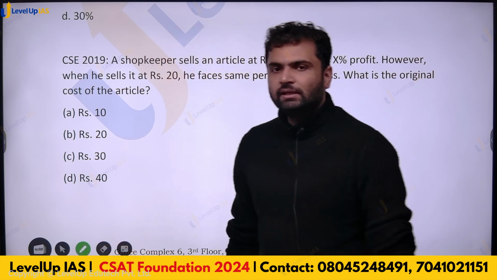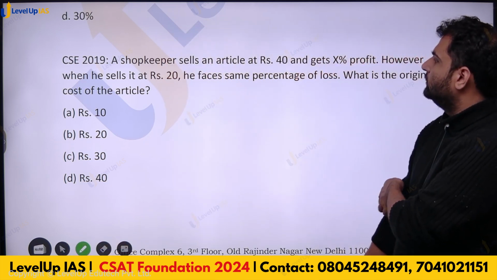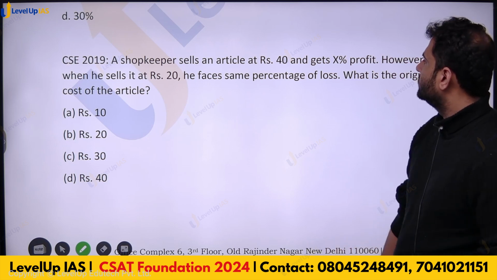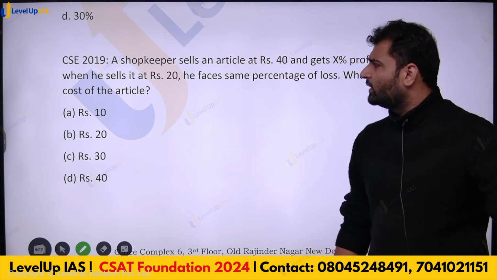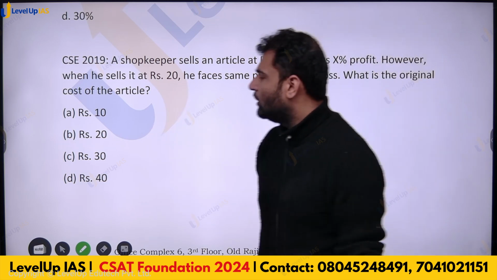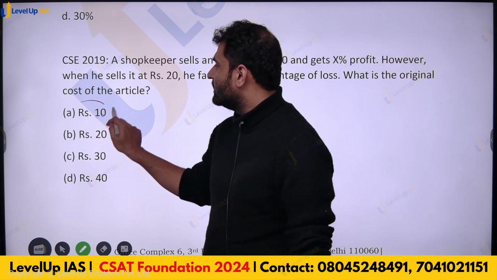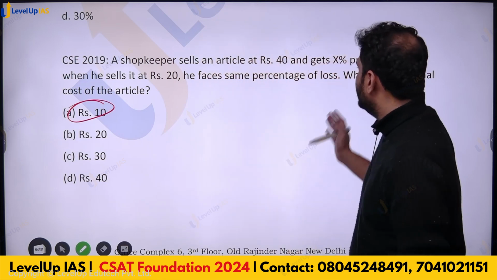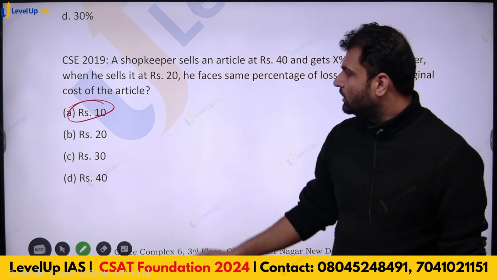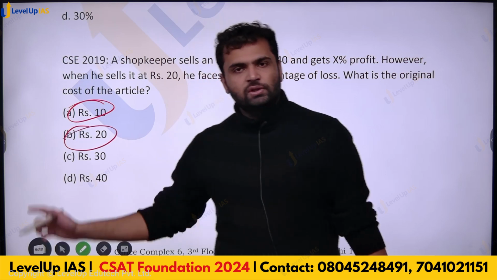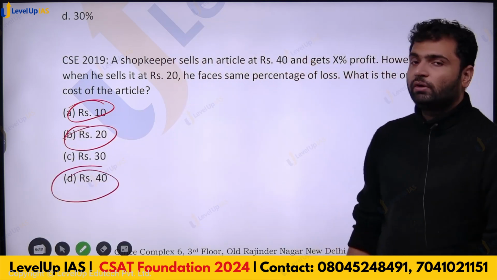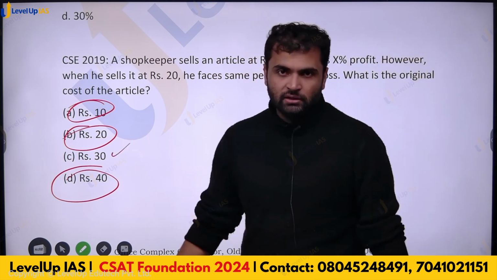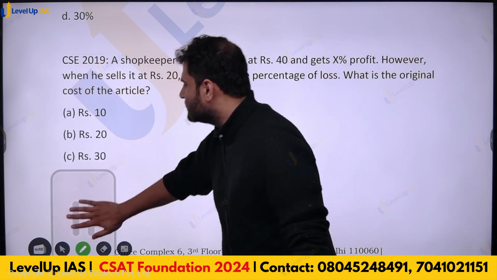Now let us forget everything. Let us firstly solve it by observation. See, the original price cannot be 10, because at 20 he is facing loss. Original price cannot be 20 because at 20 he is facing loss. Original price cannot be 40 because at 40 he is getting profit. So answer has to be 30. It is as simple as that. But let us do it more formally.